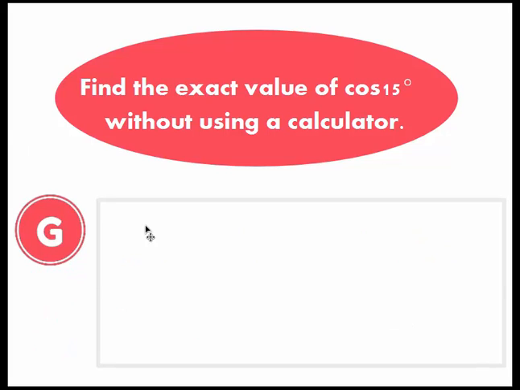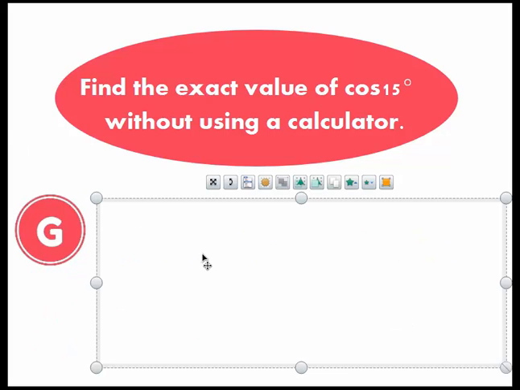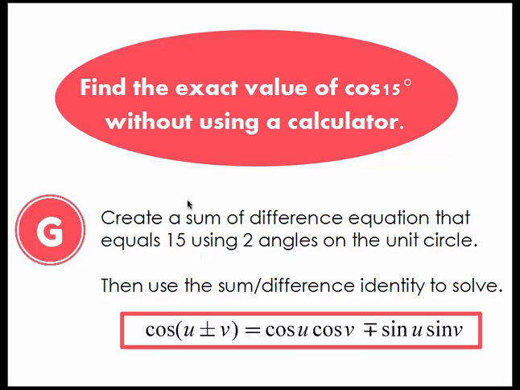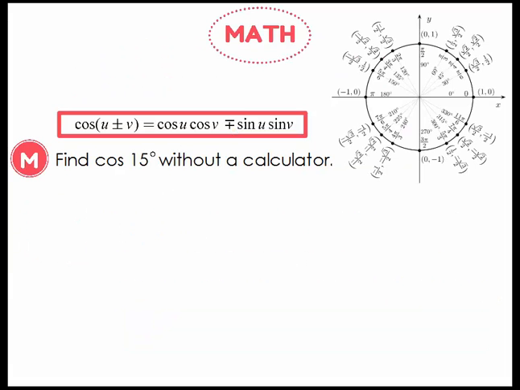How we do this is using our sum and difference identities. So what we're going to do is find two angles that are on our unit circle that we can either add or subtract to give us 15 degrees. Once we have those two angles, we're going to label them U and V, and we're going to use this formula to help us find what cosine of 15 degrees is.